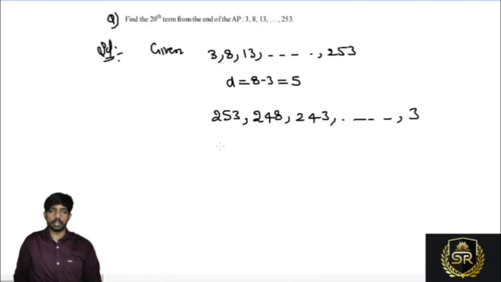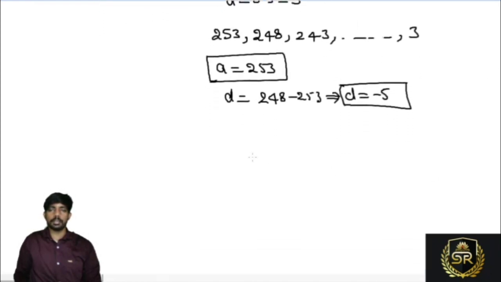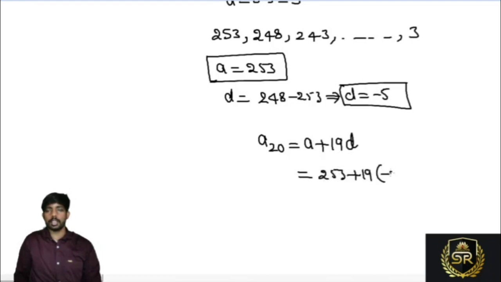Here a is the first term, 253. The common difference is the second term minus the first term, 248 minus 253, which is minus 5. The 20th term is asked, so a20 equals a plus 19d, which is 253 plus 19 into minus 5.